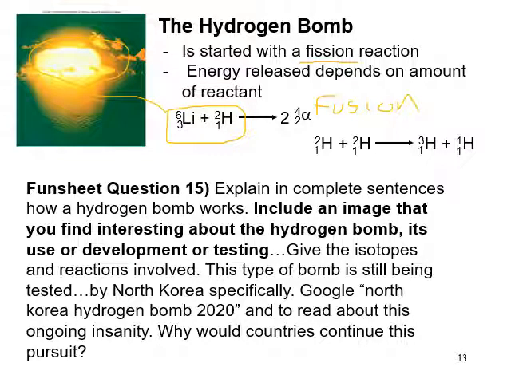So for your fun sheet question 15, I'm asking you to just explain how a hydrogen bomb works. You can read your book for that, and go out and look for an image that you find interesting about the hydrogen bomb. Give the isotopes involved. And believe it or not, this type of bomb is still being tested by North Korea specifically. So go out and Google North Korea hydrogen bomb 2020 and read about the ongoing insanity.